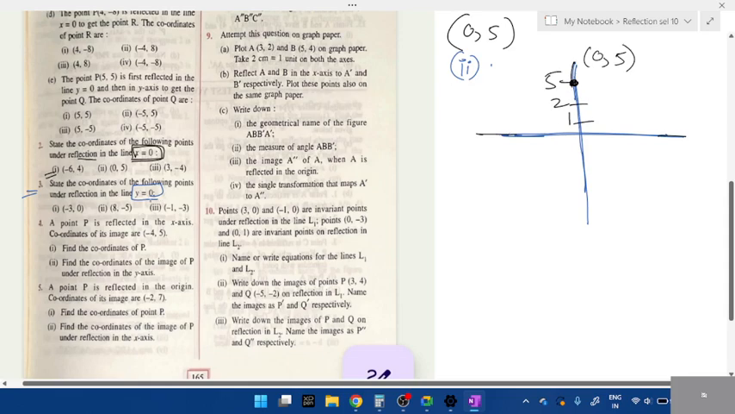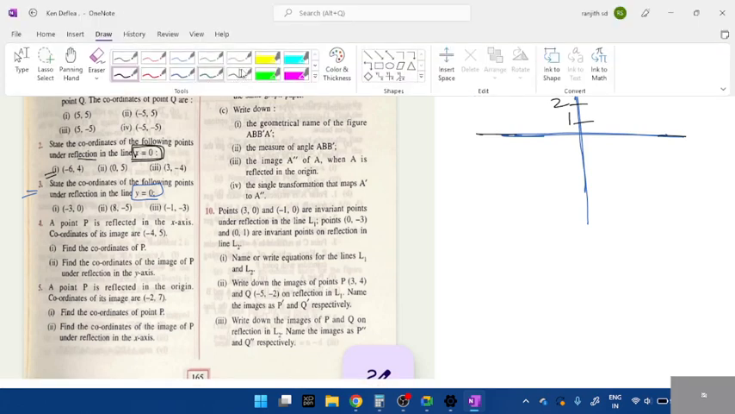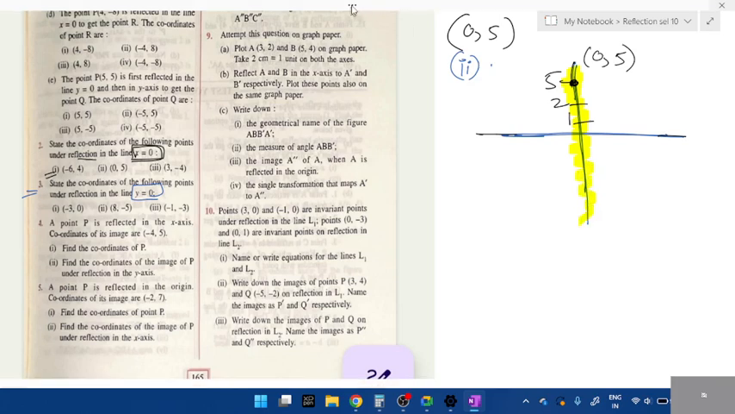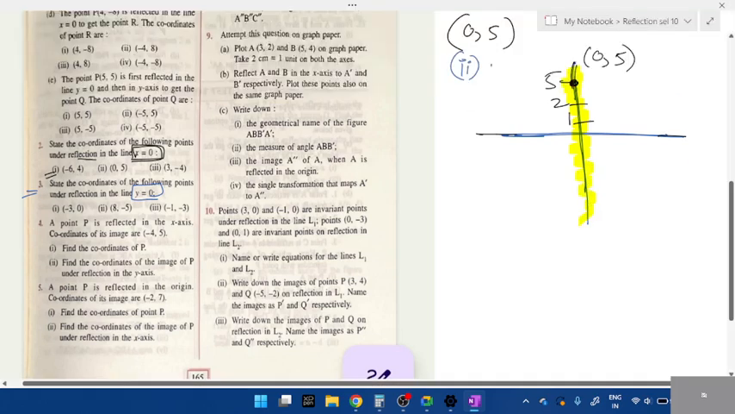And what do you mean by reflection x is equal to 0? Where is the mirror placed? Y-axis. Remember, when the mirror is placed on the y-axis and the point is also on the same axis, the reflection is known as an invariant point. The value will not change, it is just 0, comma 5.